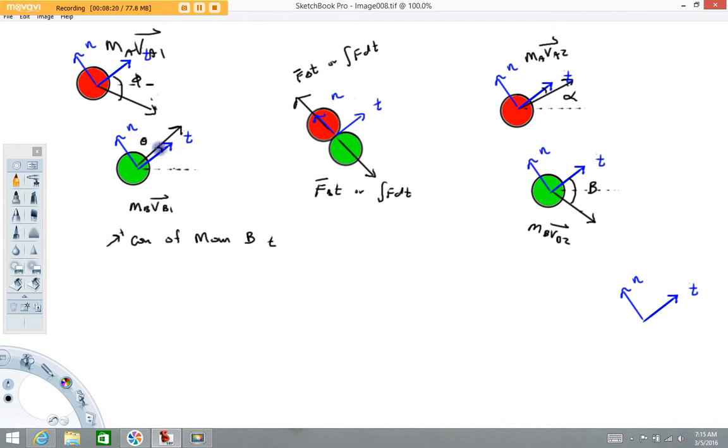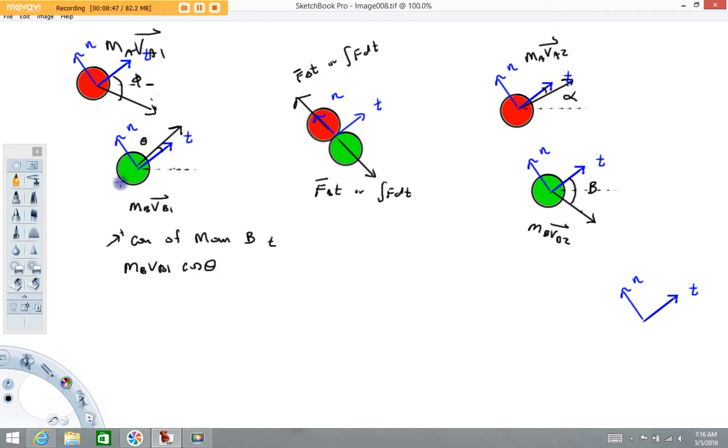Now, I know that looks like they're parallel, but they're not perfectly parallel. There's an angle theta. The magnitude of that vector is MBVB1. If I multiply that by cosine theta, I would get the component in the tangential direction. So what we're going to have here is MBVB1 cosine theta. I don't have a second term like the previous video because of how I'm defining my system. I'm writing an equation only for mass B.